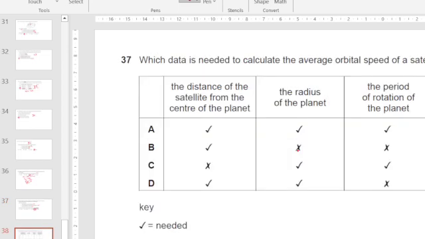And 37th question. Which data is needed to calculate the average orbital speed? Orbital speed will be distance traveled divided by time taken. So we need the distance and the time period to calculate the orbital speed. So yes, we need the distance, true.